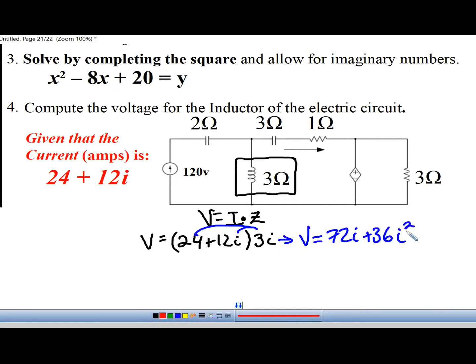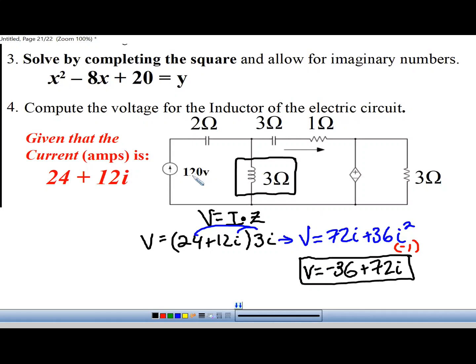We're not done because we have an i squared. What do we do there? Substitute a -1. So when we substitute a -1, we re-simplify. So what is -1 times 36? That's -36. Bring down the positive 72i. And that is the voltage going through the inductor of that circuit.